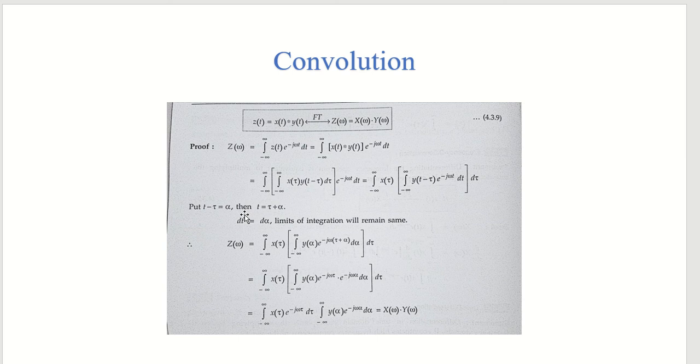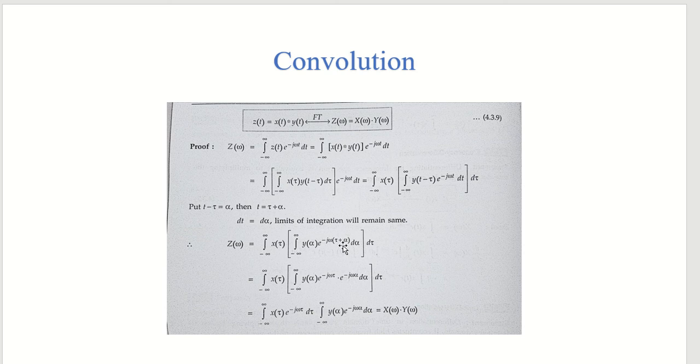So the formula will be integral from minus infinity to infinity of x of tau, and again in the bracket you will have integral from minus infinity to infinity of y of alpha, because we took t minus tau is equal to alpha. So this term, y of t minus tau, we can represent by y of alpha, and e raised to minus j omega t. We are putting t is equal to tau plus alpha, so we will put tau plus alpha here, into d alpha into d tau.